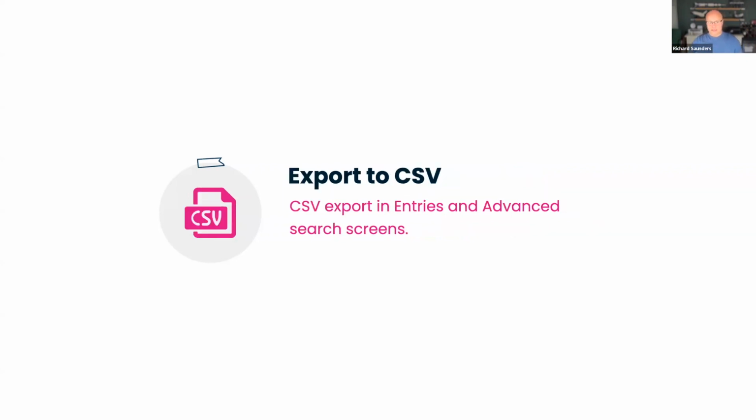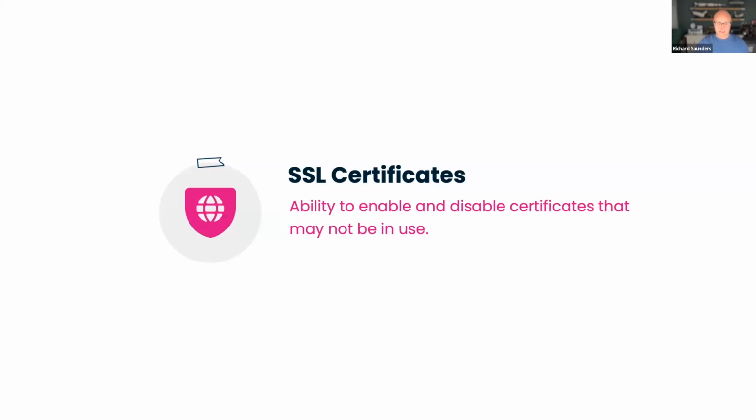You'll get the benefits of this new export to CSV in entries and the advanced search screens as well. So that's not just dedicated to audit and form responses. It applies to other areas in Contensis. You can now enable and disable certificates that might not be in use or being problematic. So that can be done in the SSL screens.